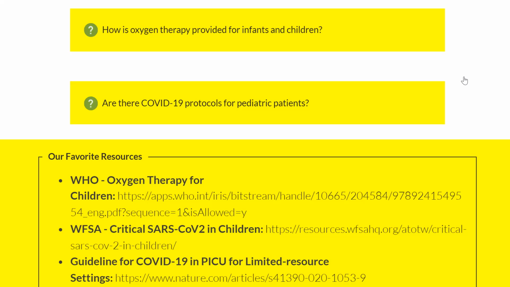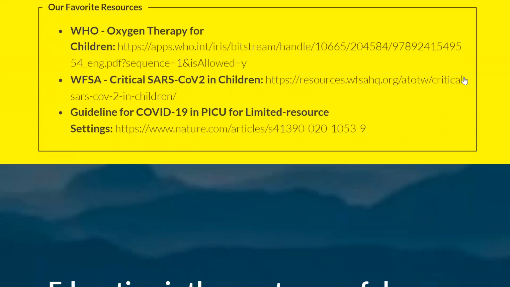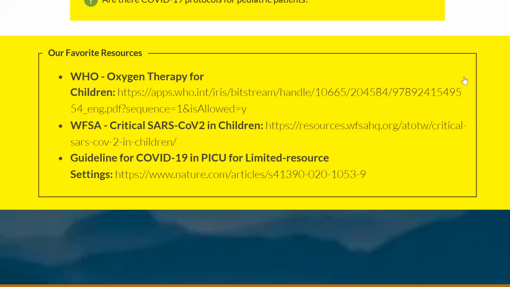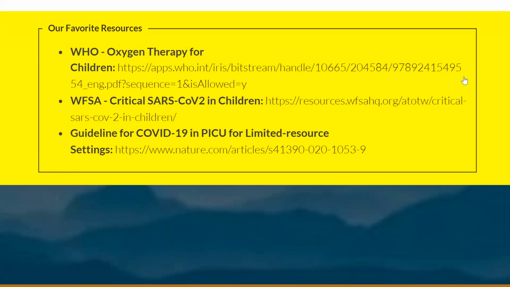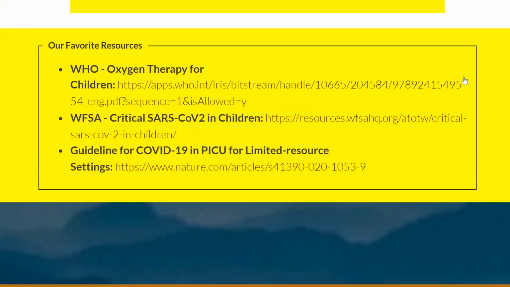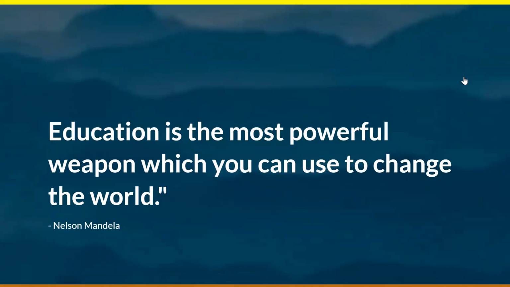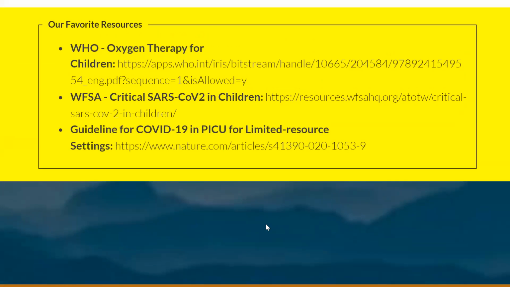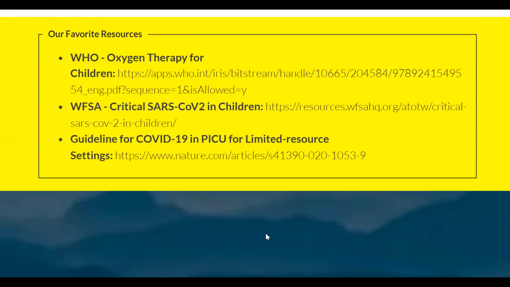Can go down. So different units had their own protocols, the WHO had its own protocol. There's also the protocol from WFSA, and there's also the guideline in PICU for limited resource settings. So all these departments, or should I say societies, came up with different protocols, but at the end of the day, they were all somehow similar. So we've come to an end to the session.